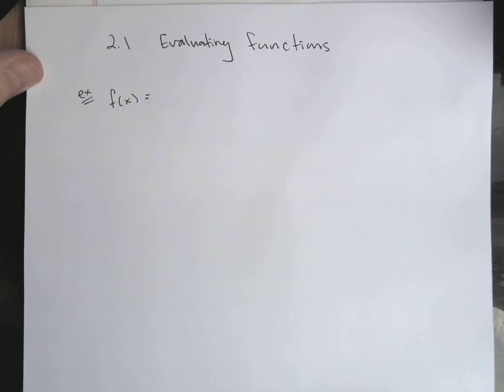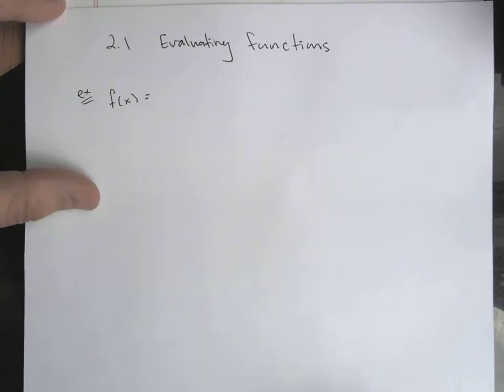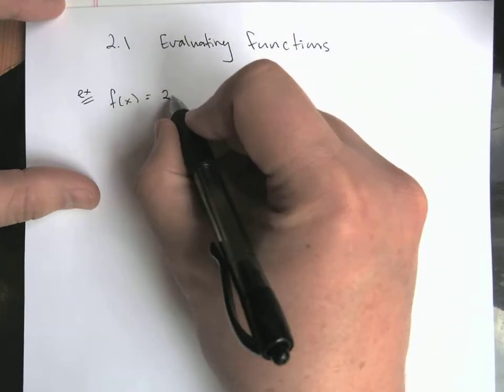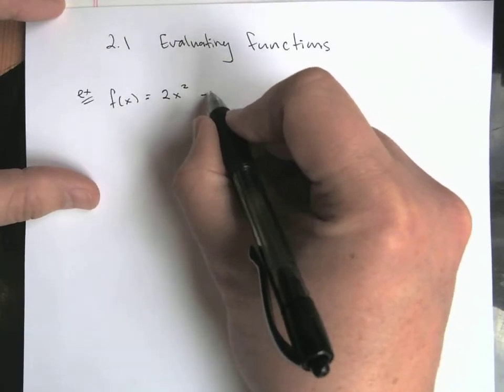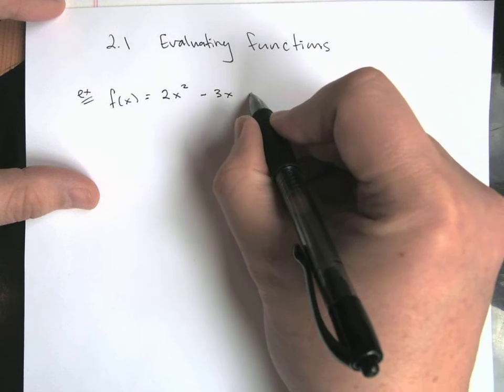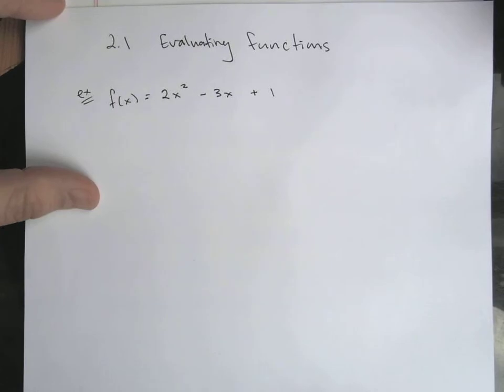So let's do a relatively short polynomial type expression, maybe something like 2 times x squared minus 3x plus 1. So pretty short polynomial, nothing too wild here. This is going to be our function. So this is our function formula.